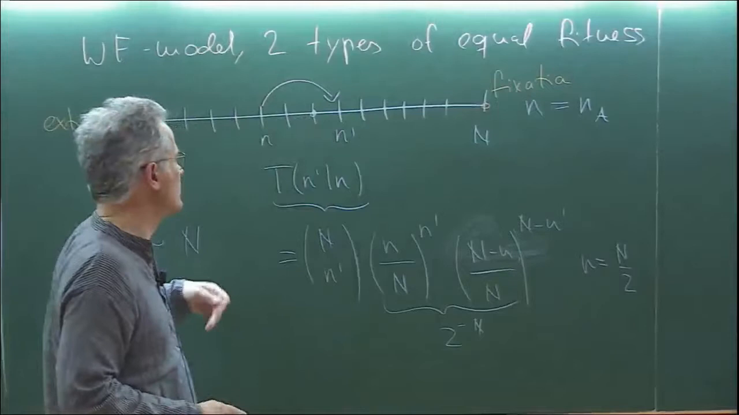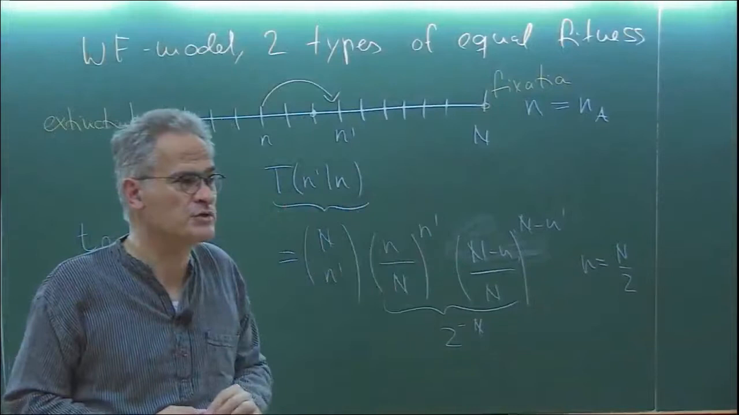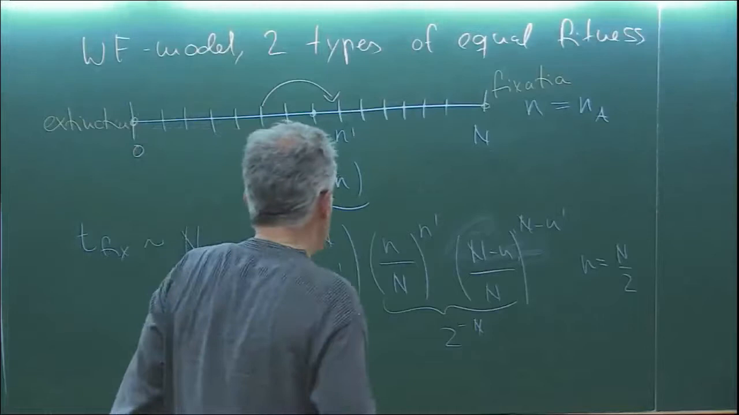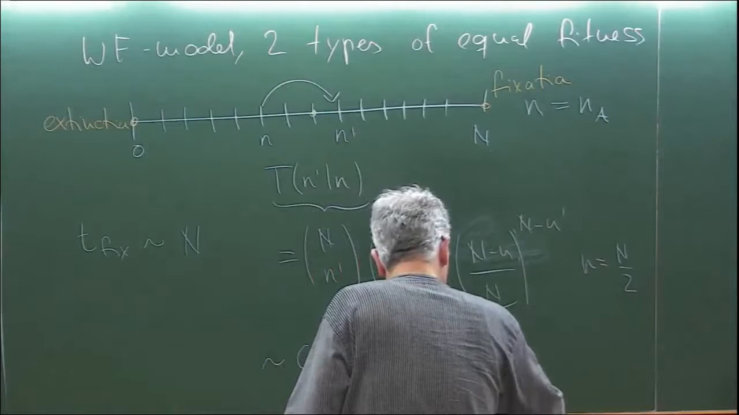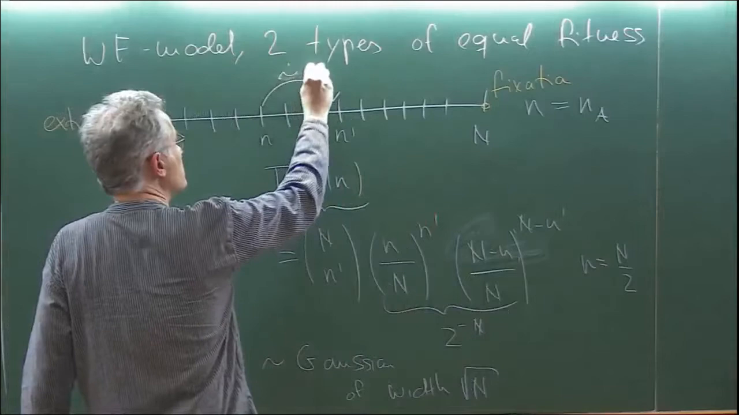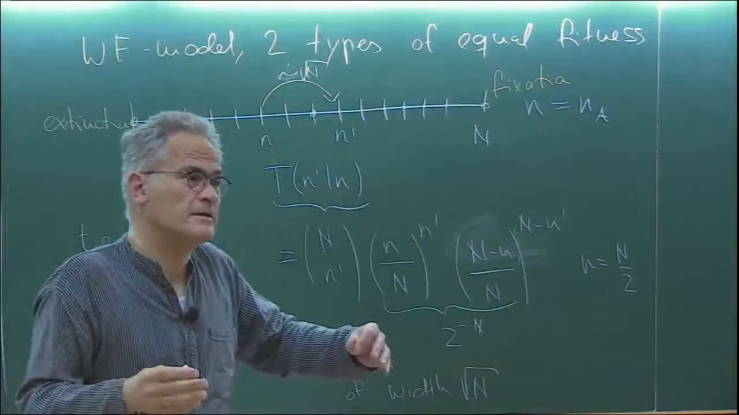So what does this distribution look like for large N? This is something that you should have learned from Sanjib's lecture yesterday. It's a Gaussian of width square root of N, according to the central limit theorem. So this jump length typically is of order square root of N. The change in the size of the A clone in one generation is typically square root of N.